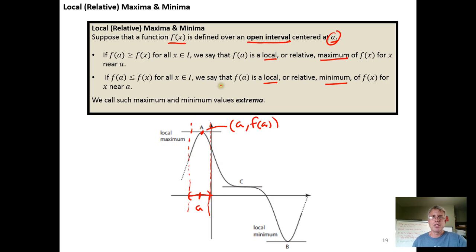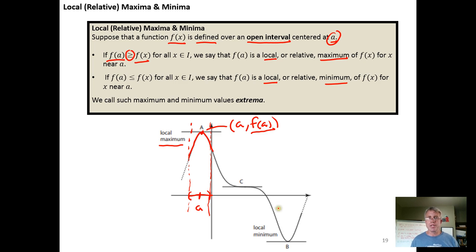I notice that the function is defined over that open interval. In fact, I can draw the function without lifting my pencil or pen from the paper over that entire interval. And what we want to notice is that f of a is greater than or equal to every other function output on that interval. So this is the big idea. If your output value is the largest value on that interval, then we say that it's a maximum for the function over that interval. This is a local maximum.